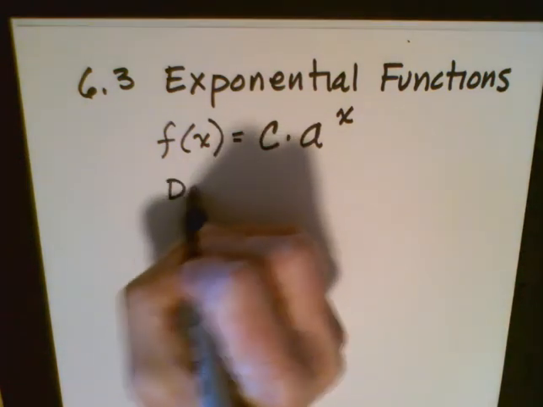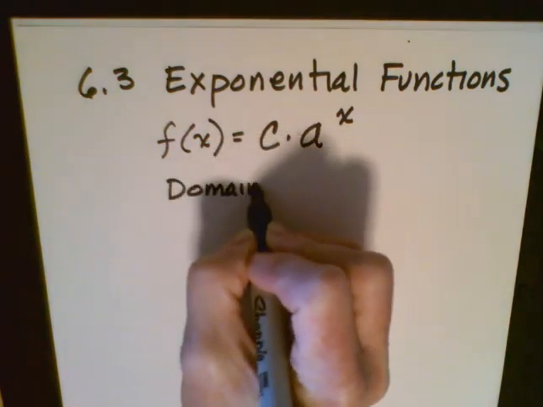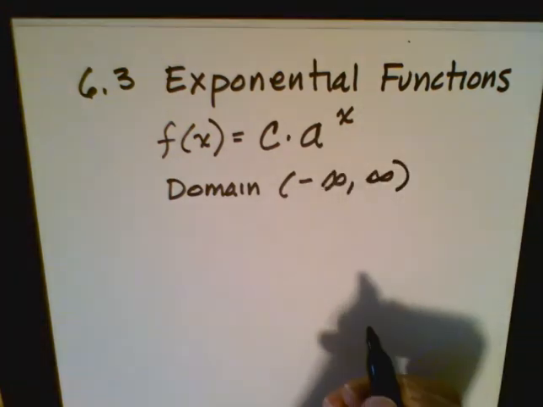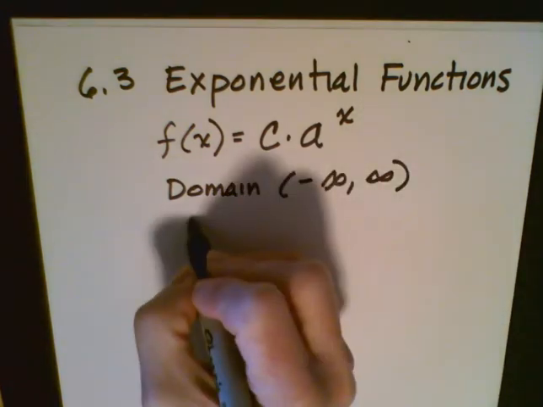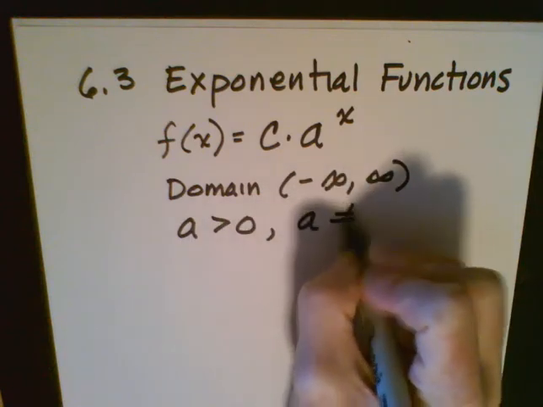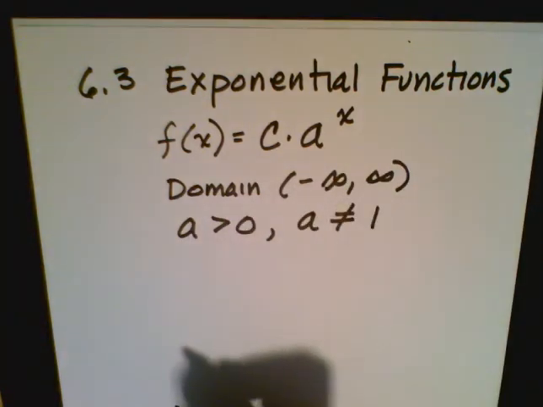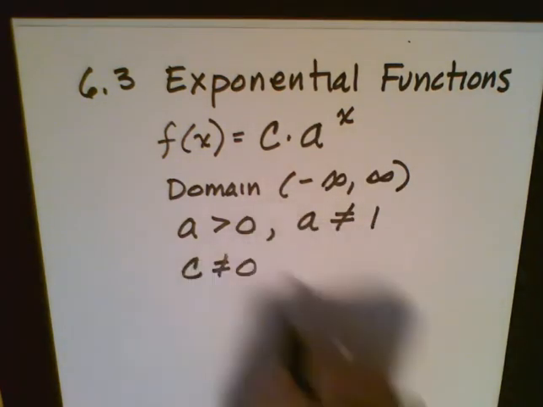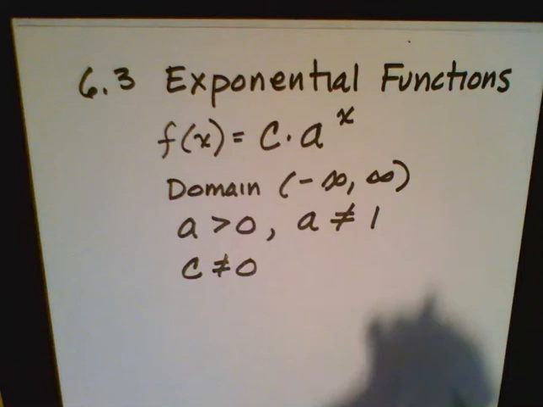So the domain of an exponential function is all real numbers. So that variable, that power, can be any real number. A has to be a positive number, and a cannot be the number 1. That's the only positive number it cannot be. And c is just some constant. It can be anything except 0, because then this whole thing would just be 0.